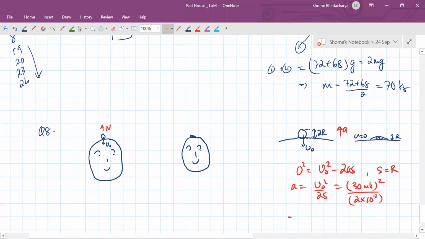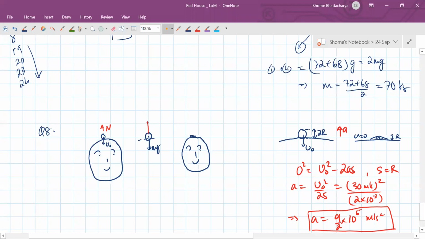So there's a huge amount of deceleration, as you can see. The deceleration is 9 by 2 into 10 raised to the power 5, since 30 squared is 900, divided by 1000. So this is the rate of deceleration. Now, where is this deceleration coming from? It is coming from the forces which are acting. If you examine the free body diagram of the drop while it is in contact with the head, there is mg and there is this decelerating normal reaction, creating an acceleration A.